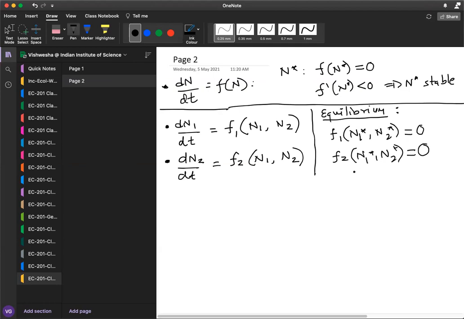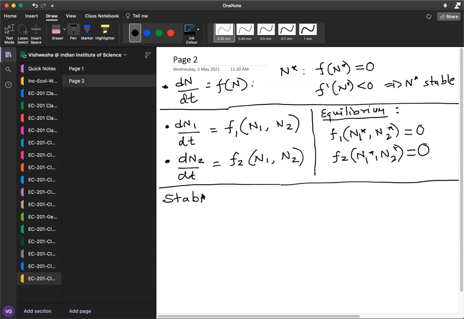Okay, so this is how you solve the equilibrium. What about stability? Stability for this becomes relatively more complex. To know the stability, we need to do a bunch of steps. We need to calculate a matrix called a Jacobian matrix, which is given by this. I'm not going to derive this. The proof for this will be available in most standard books.